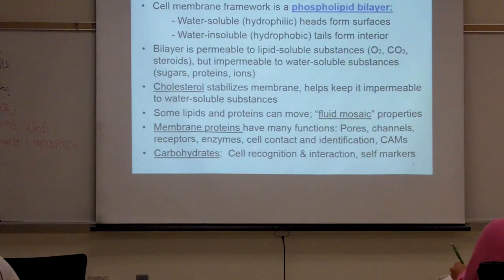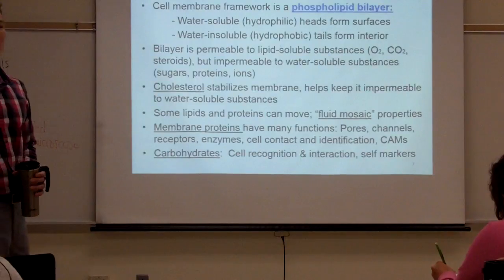And carbohydrates are also important to the cell structure because they help with, let's see, conditions like lupus. Do you guys know what happens to people with lupus? What's going on in somebody's body when they have lupus? Somebody raise their hand and tell us about that.